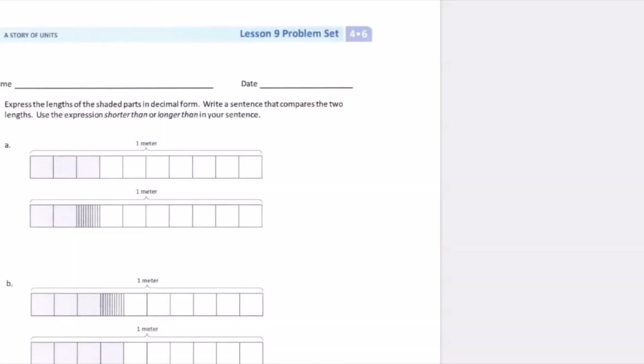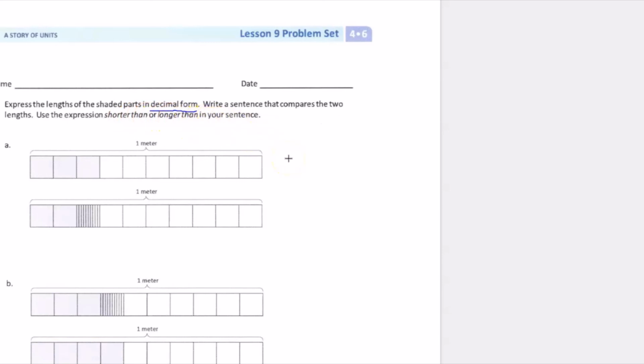Okay, here we are, lesson 9 problem set from module 6, and we're getting down to business here. Let's take a look at number 1. It says, express the lengths of the shaded parts in decimal form. Remember, decimal form. Write a sentence that compares the two lengths. Use the expression shorter than or longer than in your sentence.